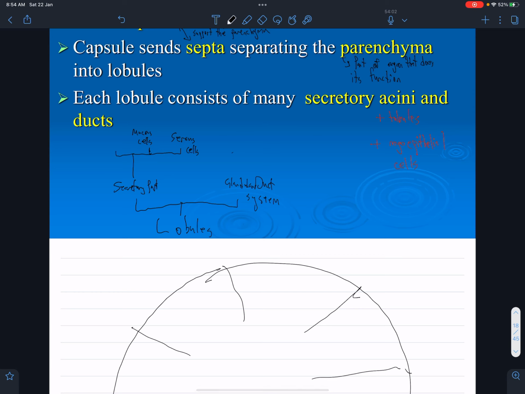The third type, and we took it in reproduction for the breast, is called myoepithelial cells, my bad. Myoepithelial cells. Myo means muscle. Epithelial means epithelial.